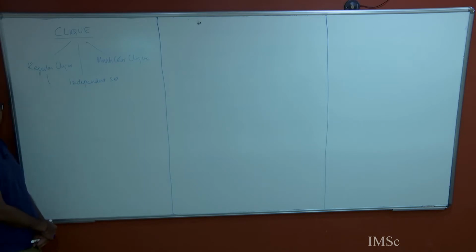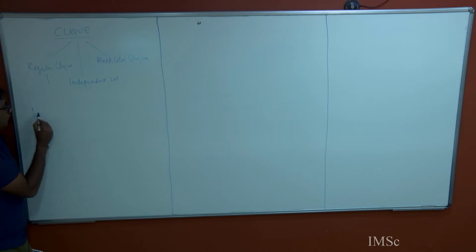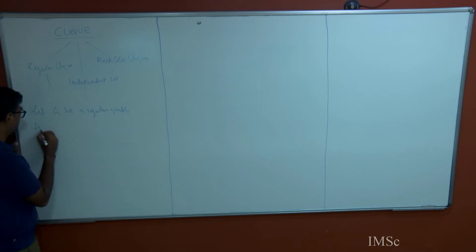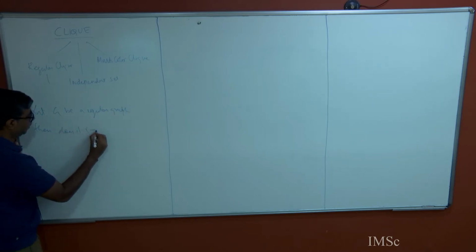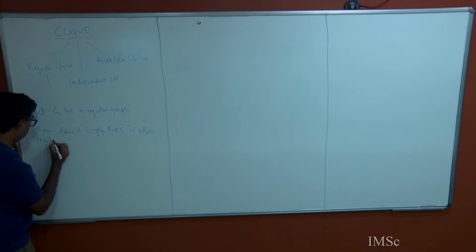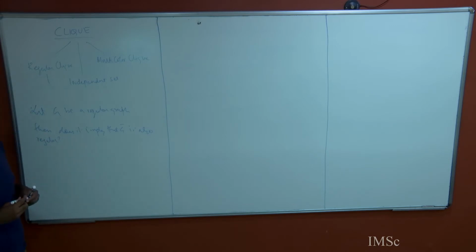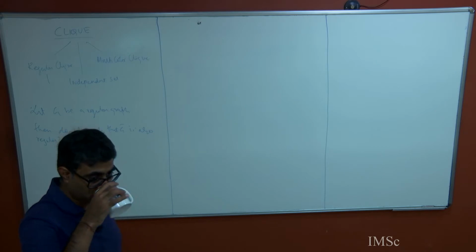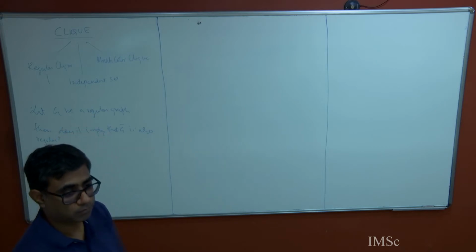My point is, very question. Let G be a regular graph, then does it imply that G bar is also regular? That is all that I am asking. A lot of people look very confused.